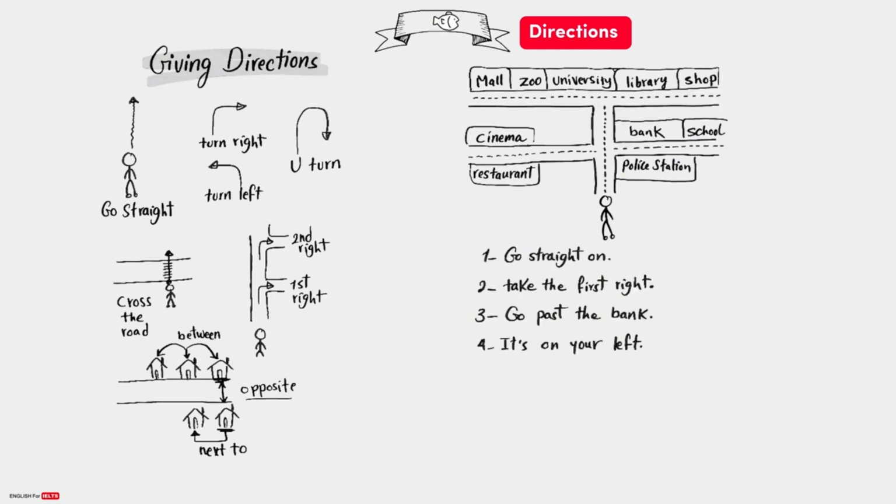Now, let's practice. Here are the directions, and you need to follow them to tell the place. Okay? Number 1, go straight on. Go straight on. Take the first right. Here is the first right. Take it. Go past the bank. Go past the bank. It's on your left. Here is my left. Wow, you're taking me to school. Now I understand. Well, now your turn, guys.